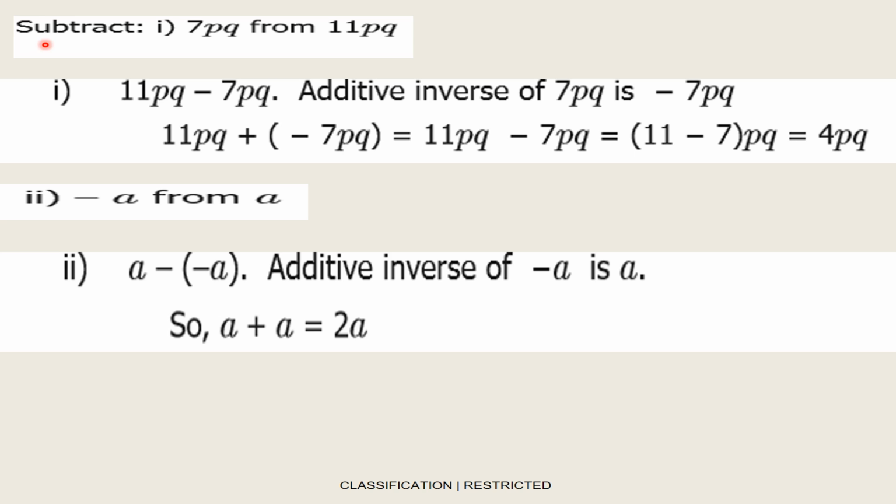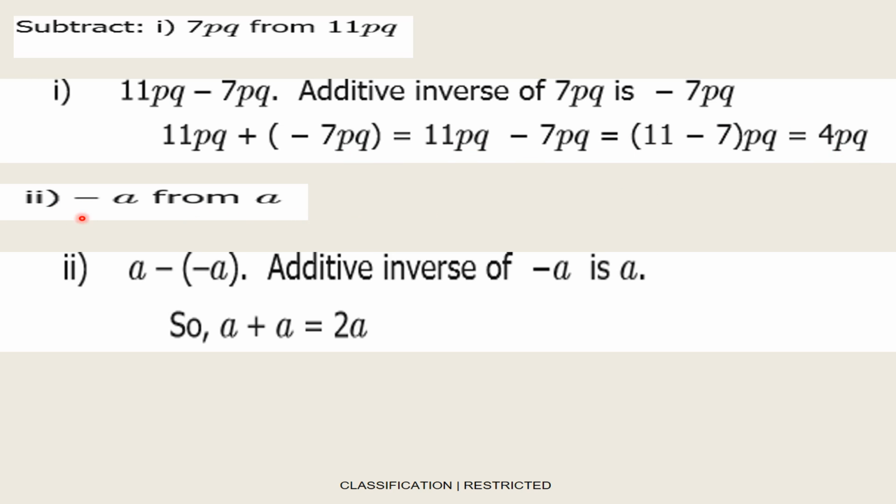Next, one simple sum. Subtract only one like term, 7pq, from 11pq. Directly you write it as 11pq minus 7pq equals 4pq. Okay, here is the explanation: 11, the additive inverse of 7pq is what? Minus 7pq. Therefore, 11pq minus 7pq equals 4pq.